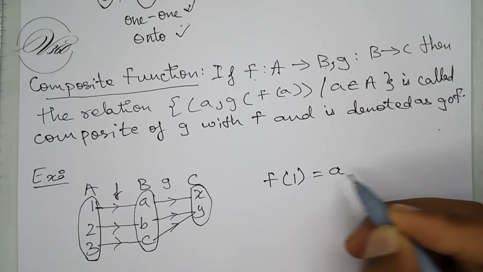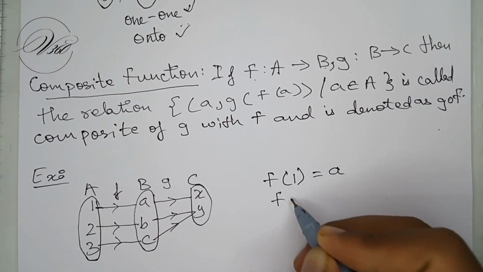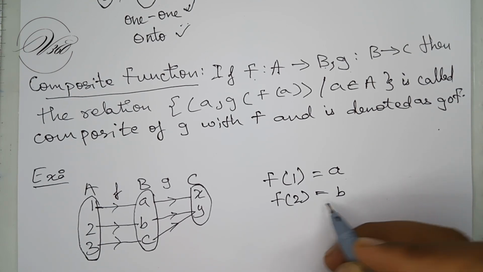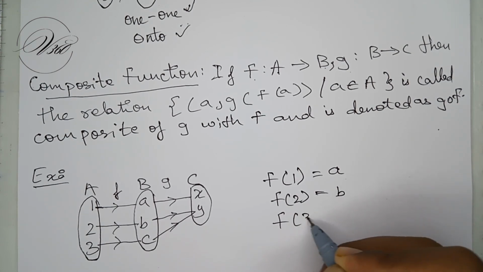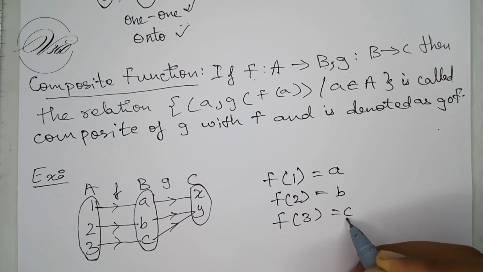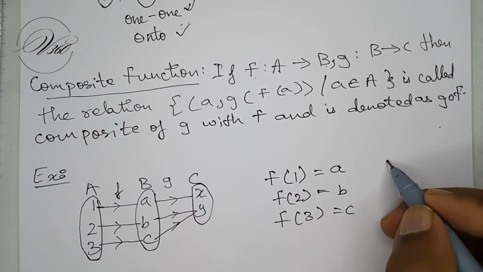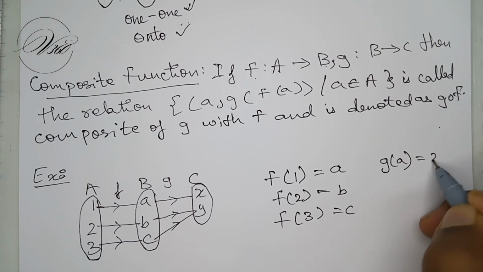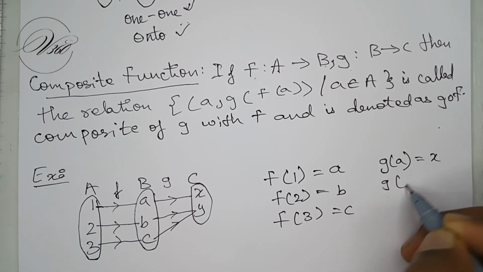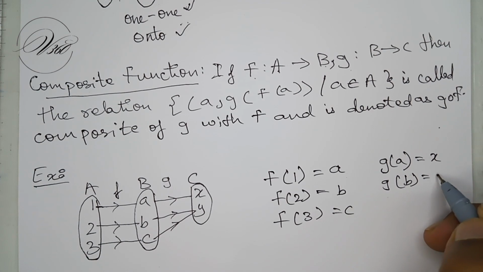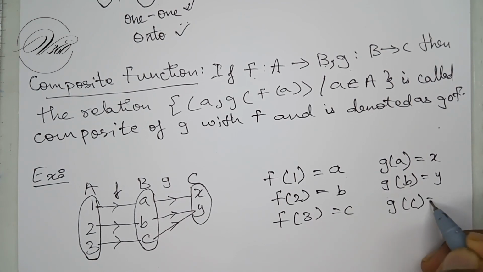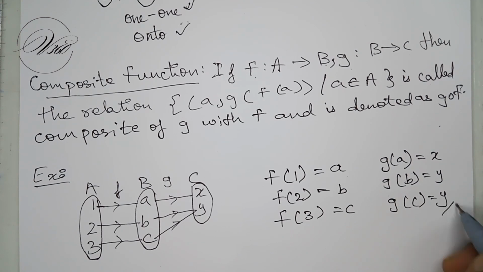F of 1 is nothing but a. What is f of 2? F of 2 is b. F of 3 is c. Now we'll find out for g. What is g of a? G of a is x. G of b is y. G of c is also y.